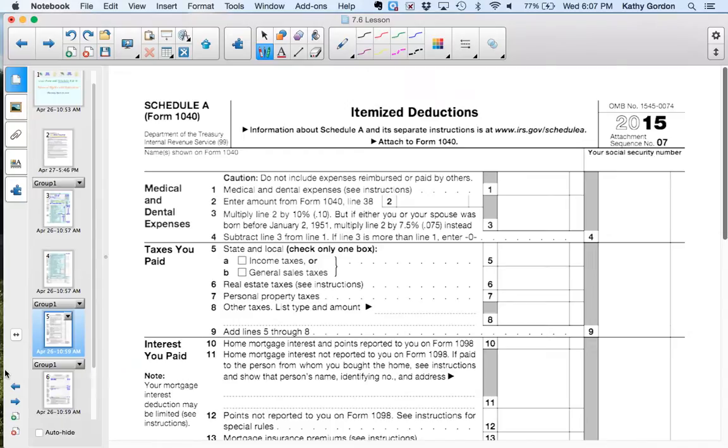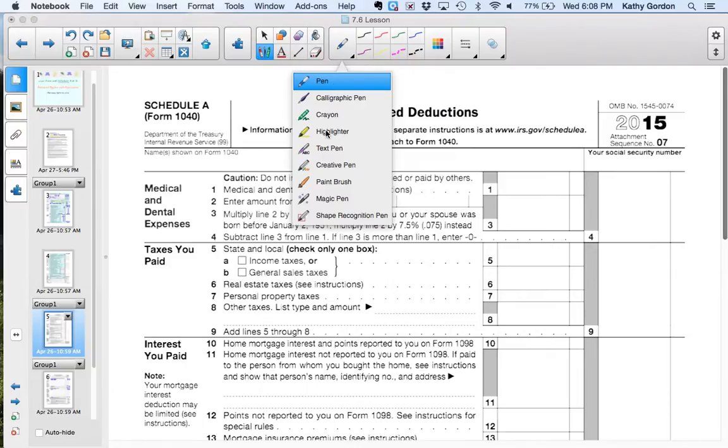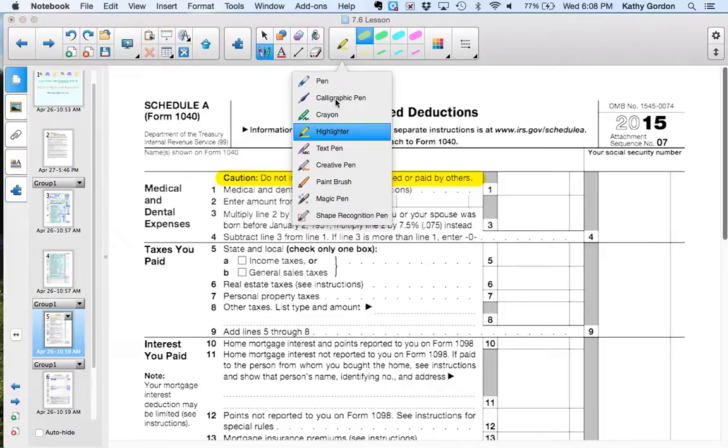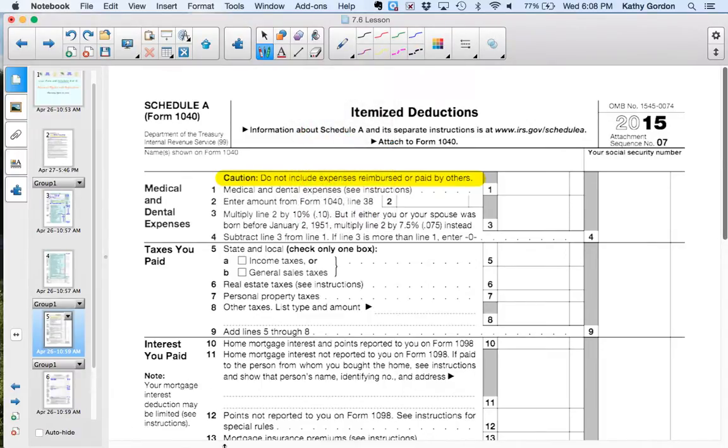So let's go to Schedule A. So the first thing that you are allowed to deduct are any non-covered medical and dental expenses. And notice the caution here. It says that you do not include expenses that have already been reimbursed or paid by others. So if you have medical expenses that have already been paid for by an insurance company, you cannot include those here as part of your medical or dental expenses.